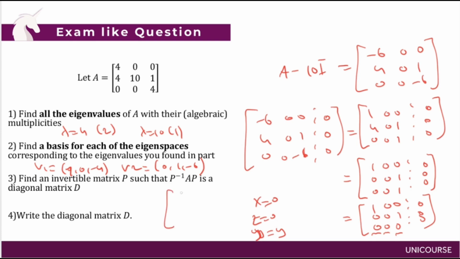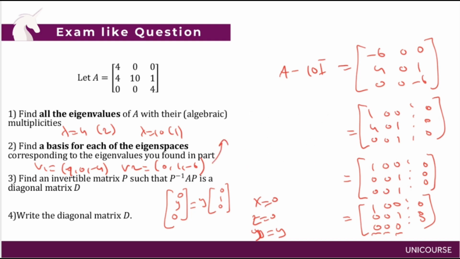So the vector that spans this space has components x, y, and z, and since x and z are 0, the vector is 0, y, 0, and that's y times 0, 1, 0, so 0, 1, 0 spans it. I factor the y out front, and what's left is the vector 0, 1, 0. That single vector spans the eigenspace corresponding to the eigenvalue 10. Let's call it v3. So I write v3 equals, and v3 is 0, 1, 0.